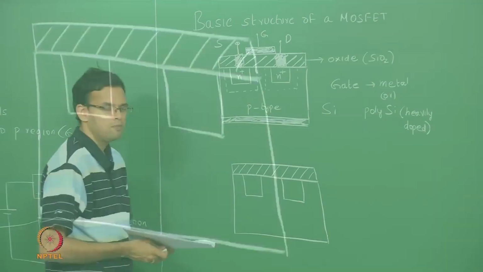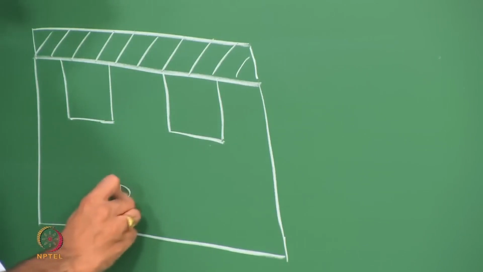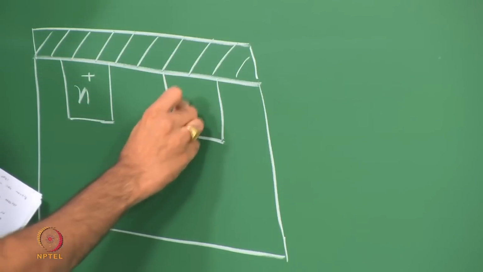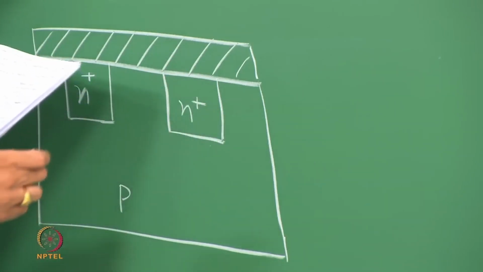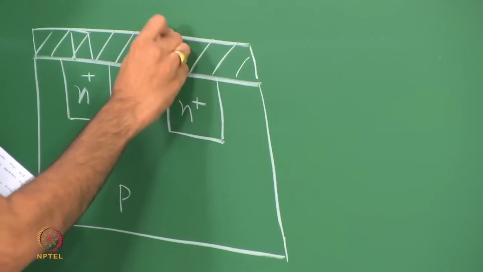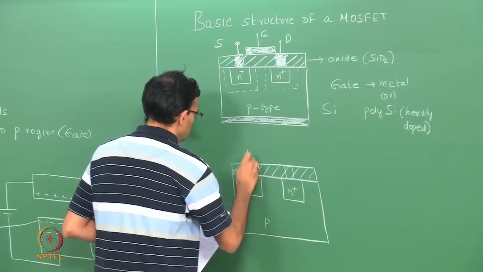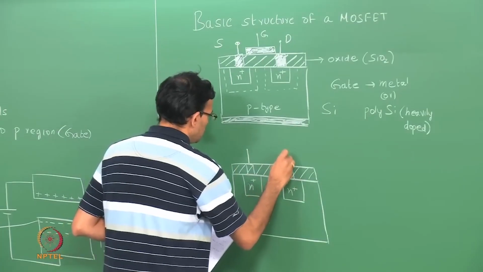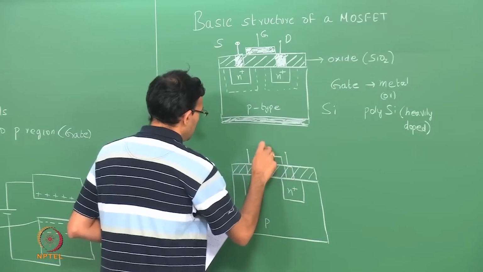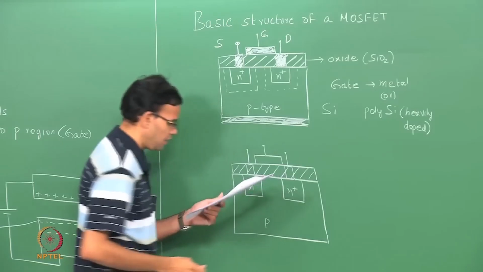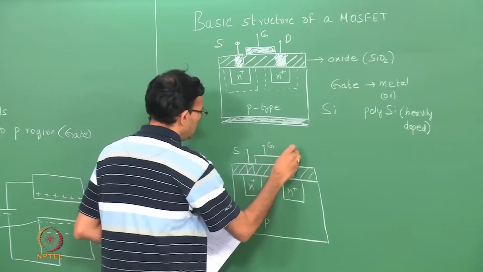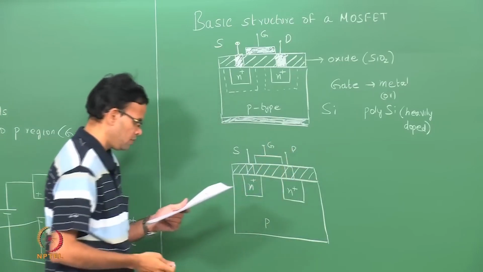We are going to keep the MOSFET the same. So you have a bulk P, I have two n plus regions. So I have my source and the drain, and I have a gate. Let me just mark them S, G and D.